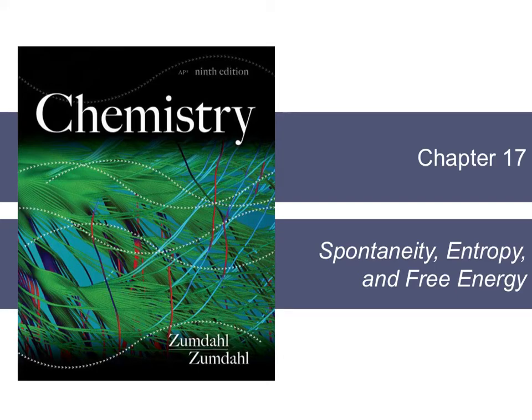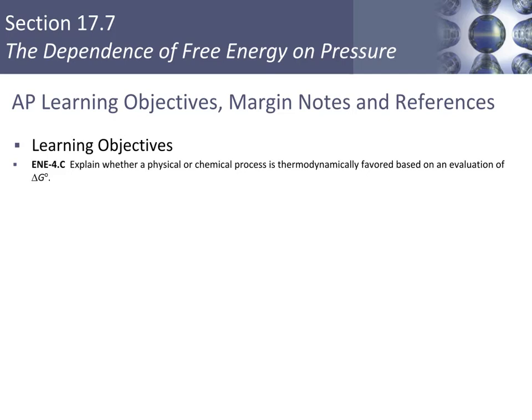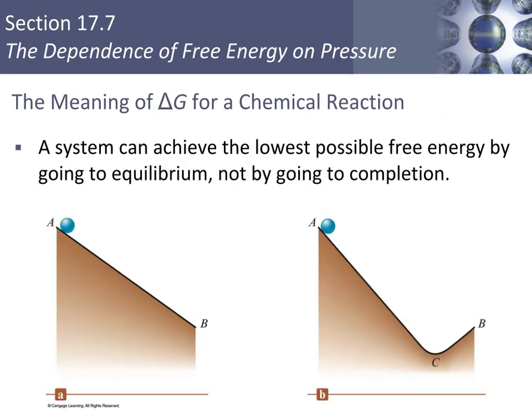In this lesson, we'll look at sections 7 through 9 of chapter 17. Let's think a little bit more about the meaning of delta G for a chemical reaction. We might think that we would have the lowest free energy possible, or the greatest drop in free energy, if a reaction went to completion.